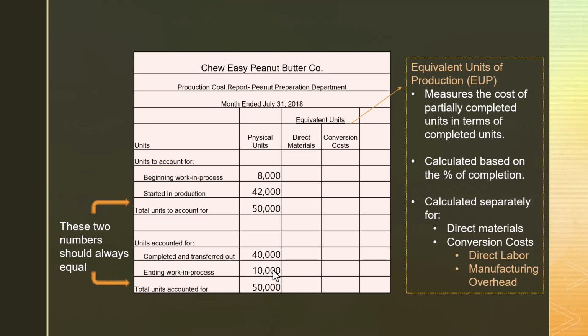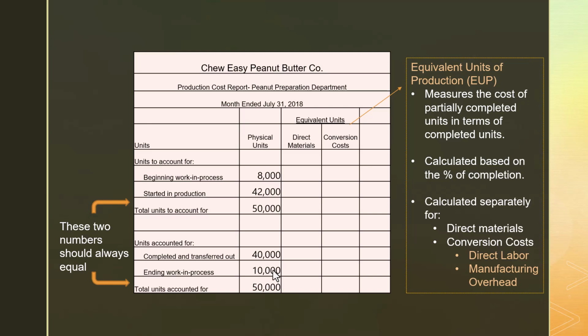The other side of this physical units section is going to use what they call EUP, equivalent units of production. They measure the cost of partially completed units in terms of completed units. It would be a nightmare to do the math for this if we said, okay, we transferred out X amount of units that were fully done, then we had Y amount of units that were 20% done, and then Z amount of units that were only 5% done. The math would get incredibly complicated.